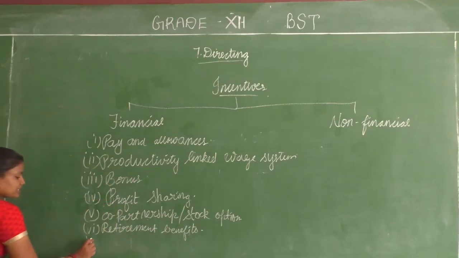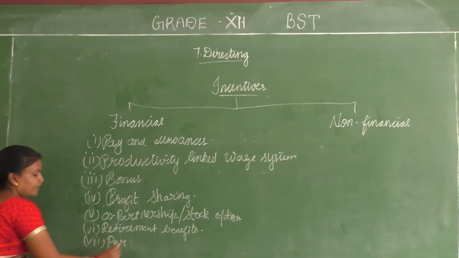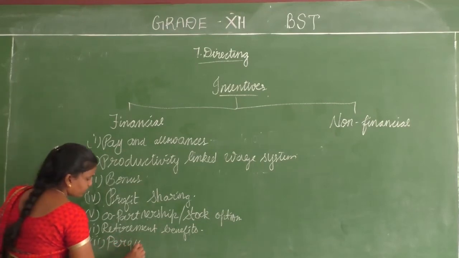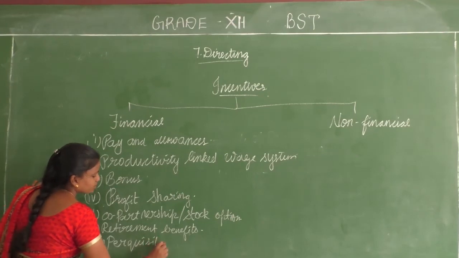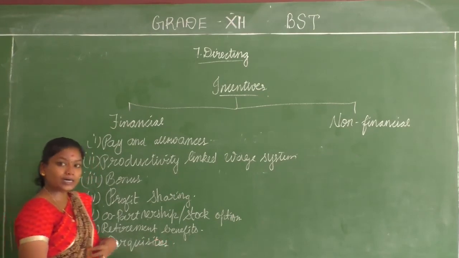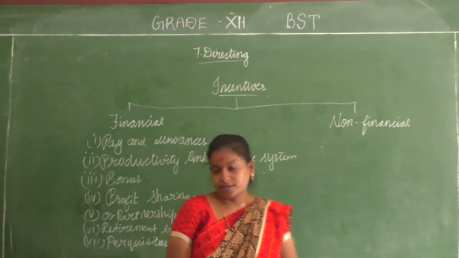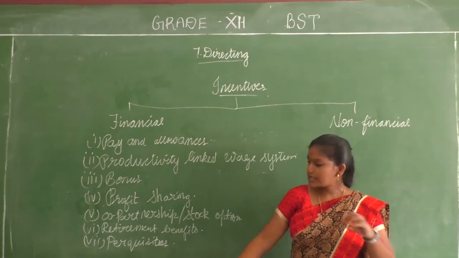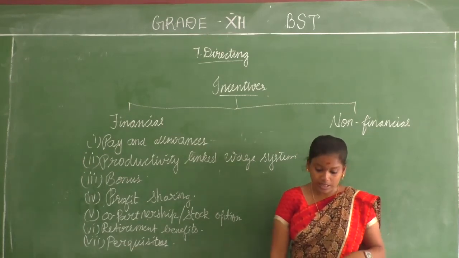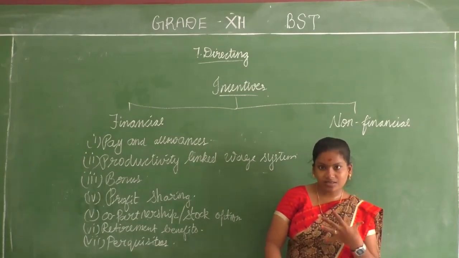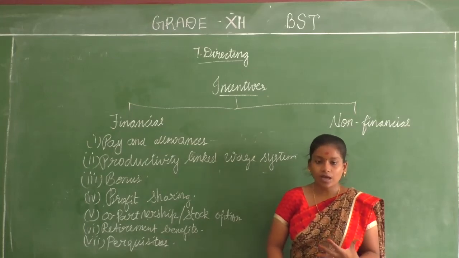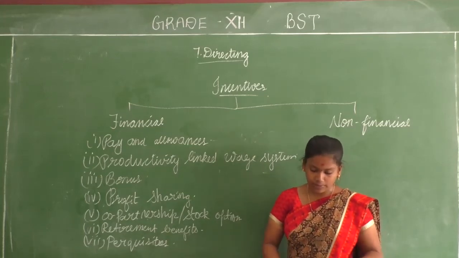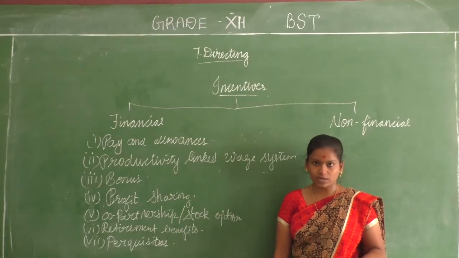The last is perquisites. We call it perks. The popular term is perks. Perk is not the chocolate I am talking about. Perk is a short form of perquisite. So these are extra benefits, all extra fringe benefits that are offered for us.